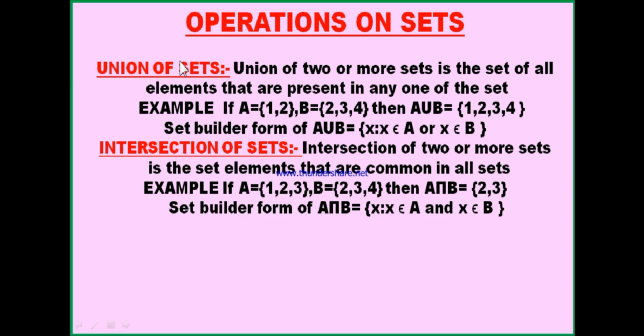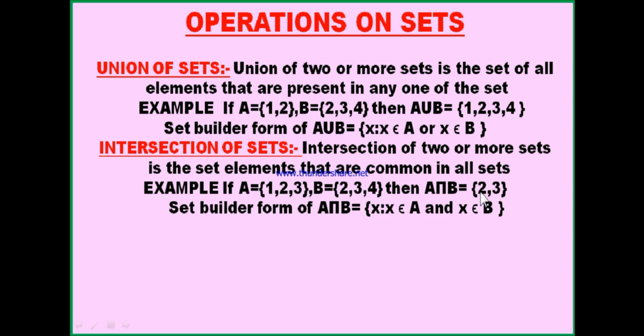Now, dear students, let us try to distinguish between union of sets and intersection of sets. Union of sets means you have to write all the elements that are present in the first set as well as in the second set. Therefore, an element in A union B means it is present either in the first set or in the second set. But whereas intersection means it should be a common element. That element should be present in both the sets.